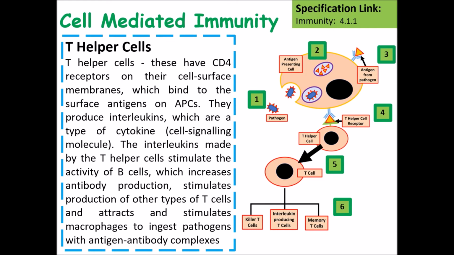T helper cells, so these cells have CD4 receptors on the cell surface, are produced in response to the T cells becoming activated. They can produce interleukins which will go and have an effect on B cells.